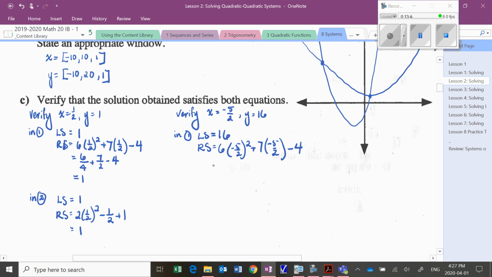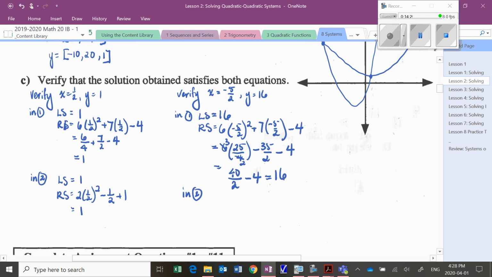and minus 4. So if we square that, we've got 6 times 25 over 4 plus negative, so we can just go with minus, minus 35 halves and minus 4. 6 over 4 is the same as 3 over 2. So then we've got 75 halves minus 35 halves, which is 40 halves. 40 halves minus 4, well, 40 halves is also known as 20, and 20 minus 4 is 16. So left side equals right side there.